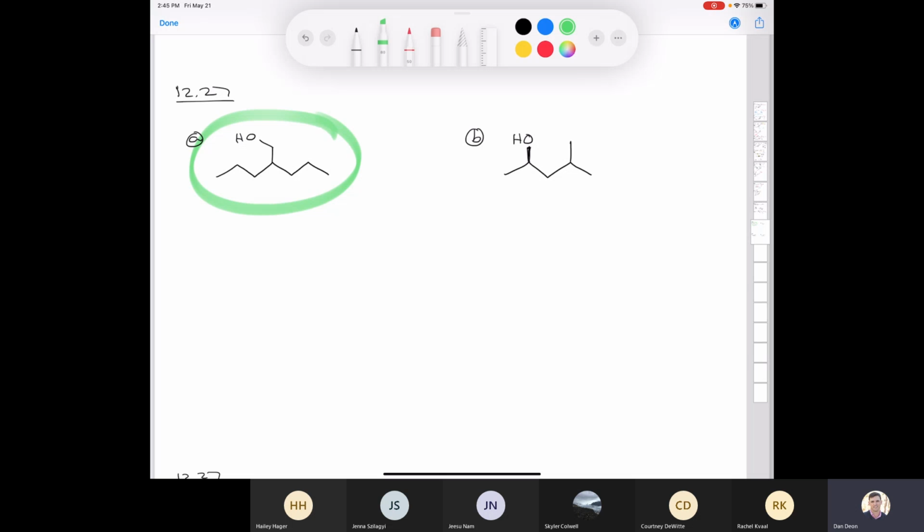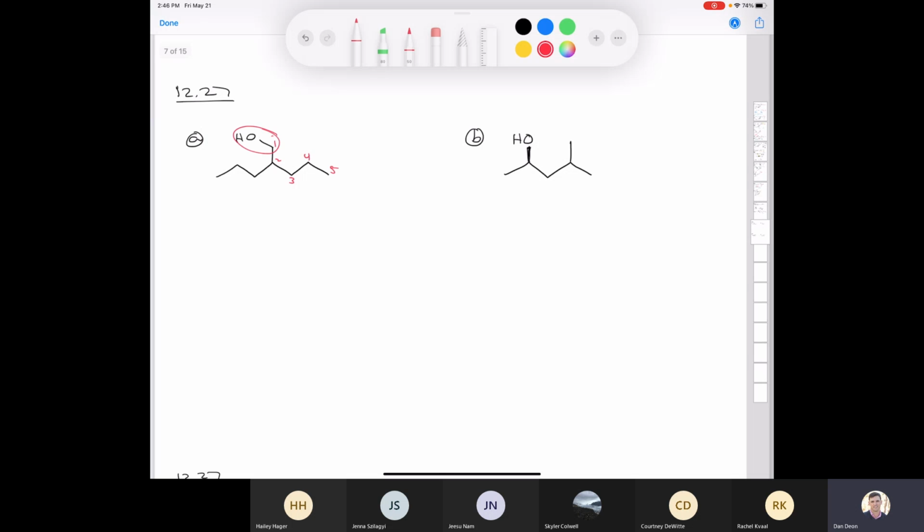The first thing that we want to do is find the longest carbon chain that contains the hydroxyl group. And since it's a primary alcohol, we could start by numbering that carbon as carbon 1. We can go 1, 2, 3, 4, 5, or we could go 1, 2, 3, 4, 5. Either way, we end up with the same numbering and the same number of carbons in the longest chain, and we end up with a propyl group either way. So if we just look at the parent chain, we've got 5 carbons, so that would be a pentane.